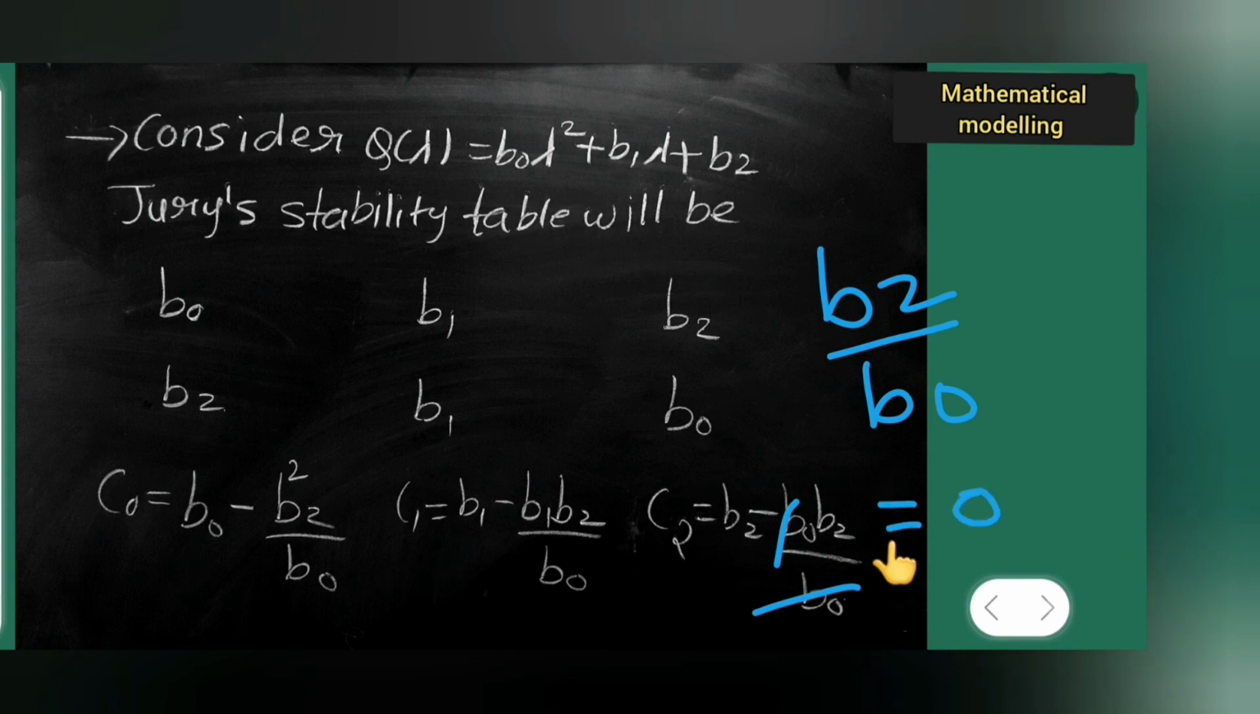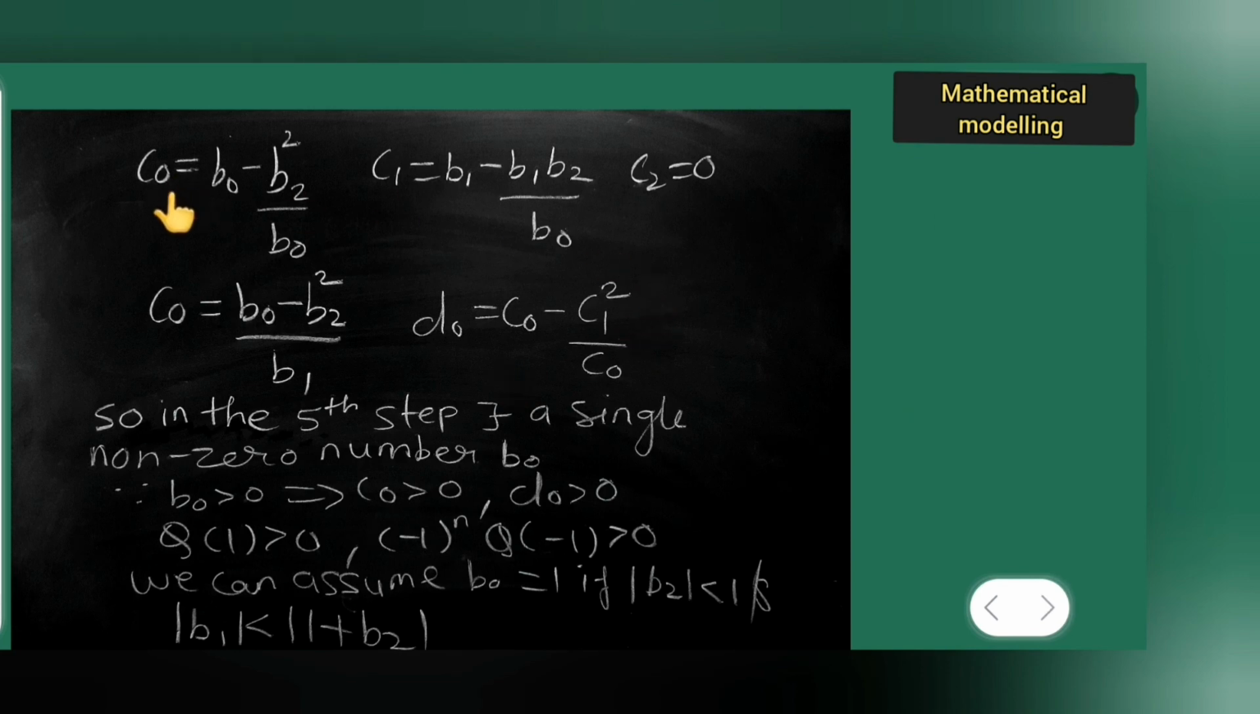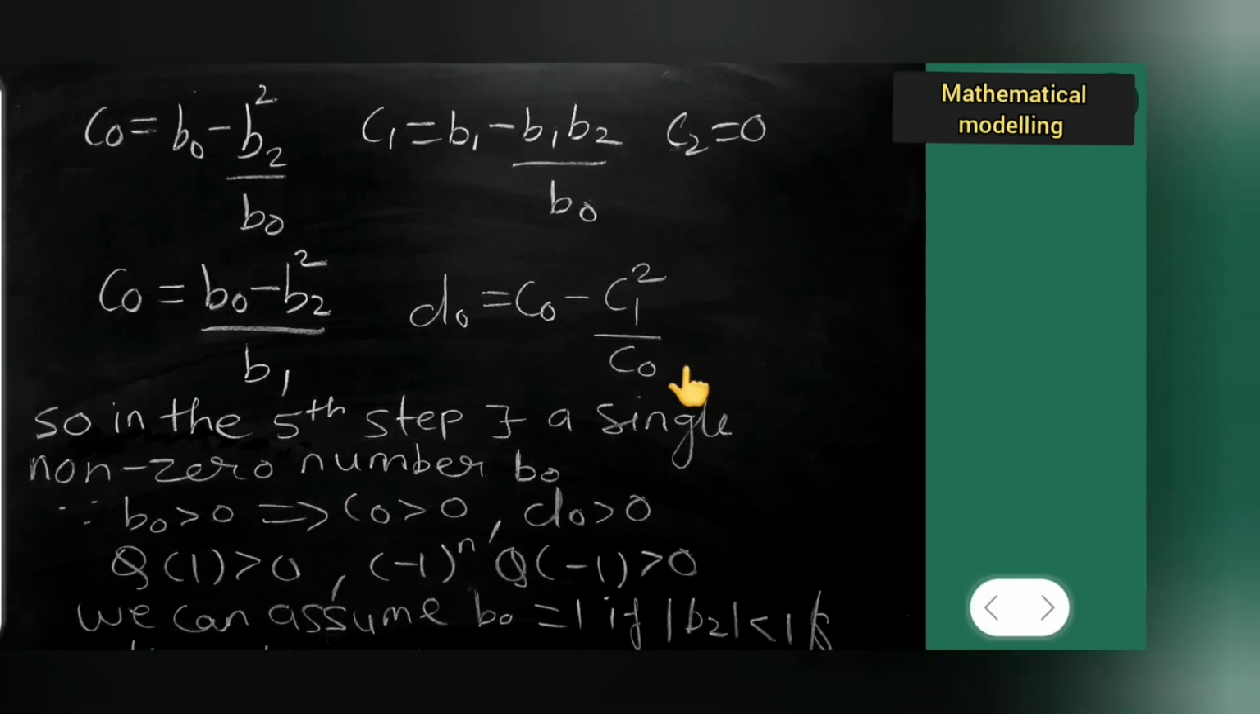Okay, now on the next page I will write c0 is equal to b0 minus b2 square upon b0. c1 is equal to b1 minus b1 b2 upon b0. c2 is equal to 0. Okay, now you will get c0 is equal to b0 minus b2 square upon b0 and d0 is equal to c0 minus c1 the whole square upon c0.